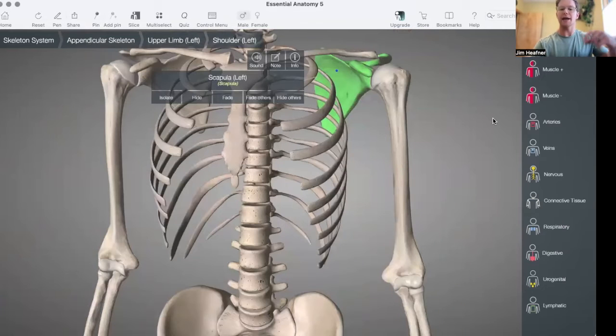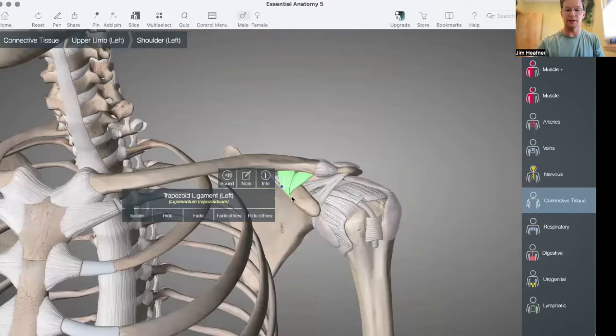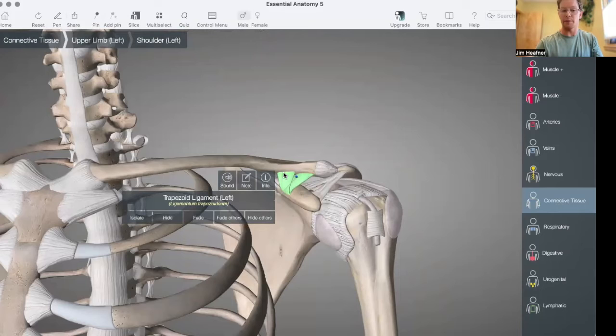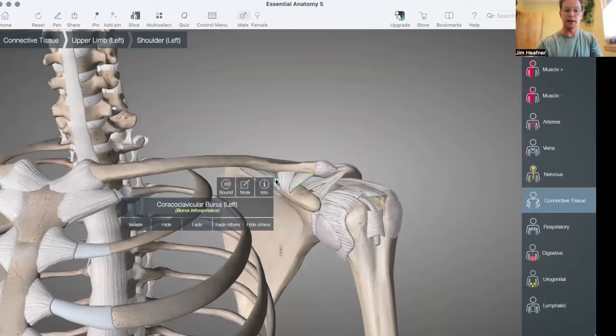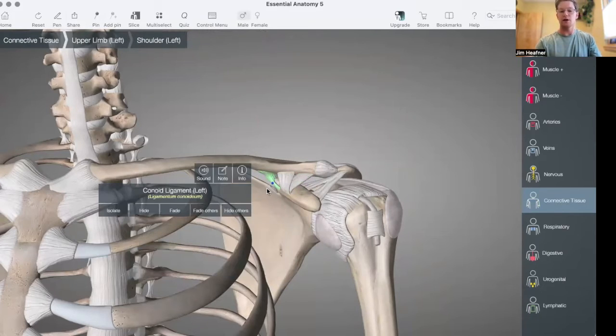Now, as we add a layer onto this, I'm going to put the connective tissue back on because that's the next deepest layer. You can see that we have ligaments that run. So we have our trapezoid ligament, and then we'll have our conoid ligament. One second. Deeper in here. Those are passive stabilizers that guide the function of what happens between the clavicle and the scapula. I don't even think knowing the names of those structures is extremely important.